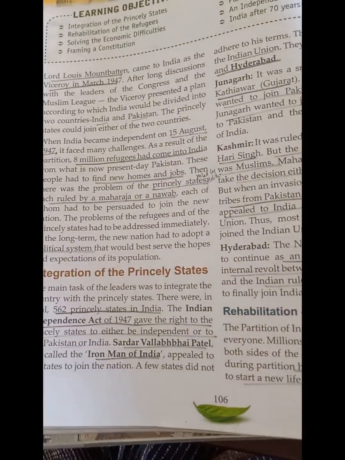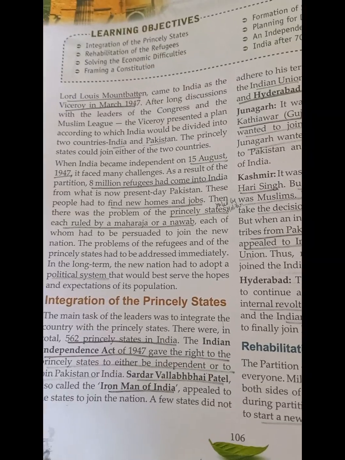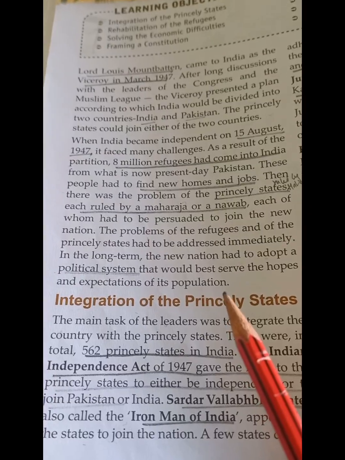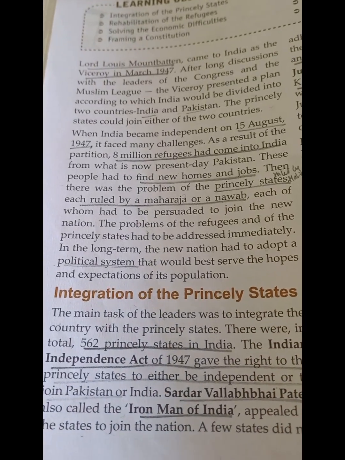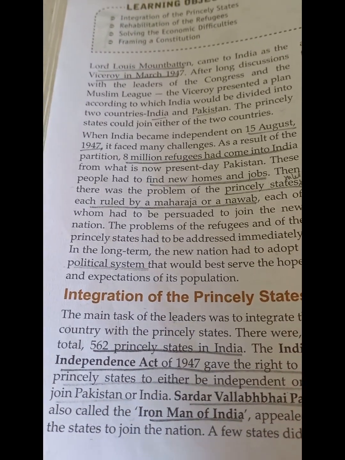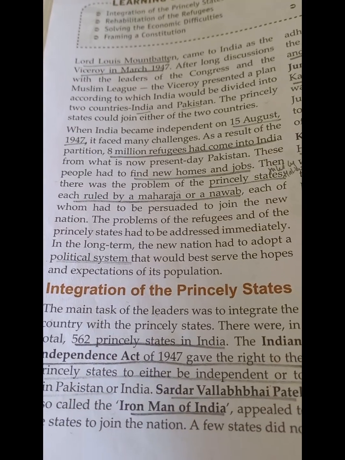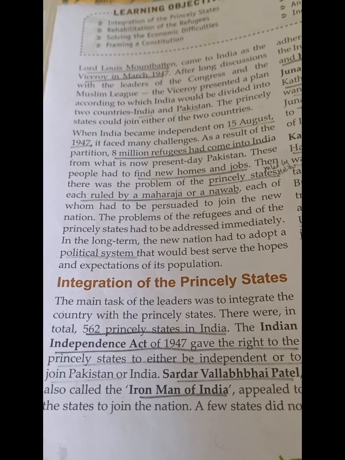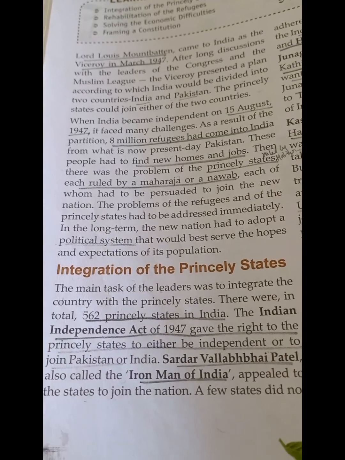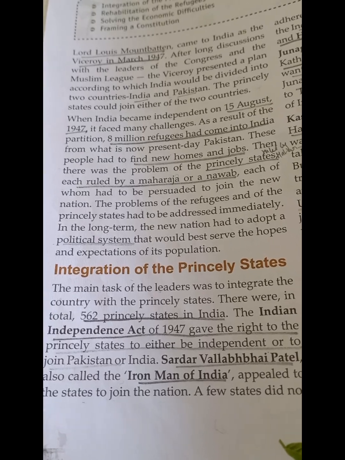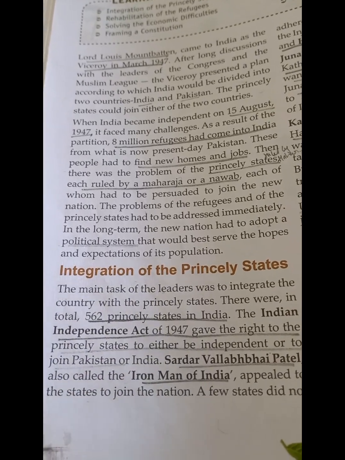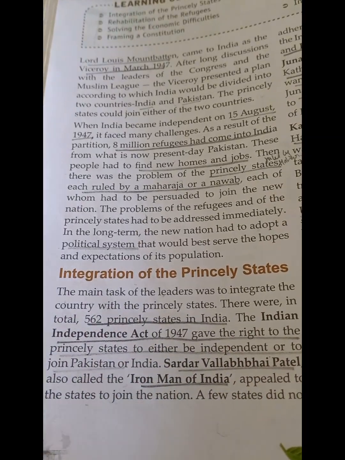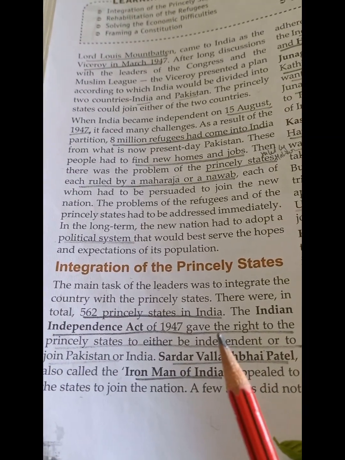At that time, it was a choice that was given to princely states that they can either join Pakistan or they can join India. Now, the problems of the refugees and the princely states had to be addressed immediately, and in the long term, the new nation had to adopt a political system that would best serve the hopes and expectations of its population. Integration of the princely states, as I told you, it was a choice that was given to princely states that they can choose India or Pakistan. There were around 562 princely states in India, and the choice was given by the Indian Independence Act 1947.